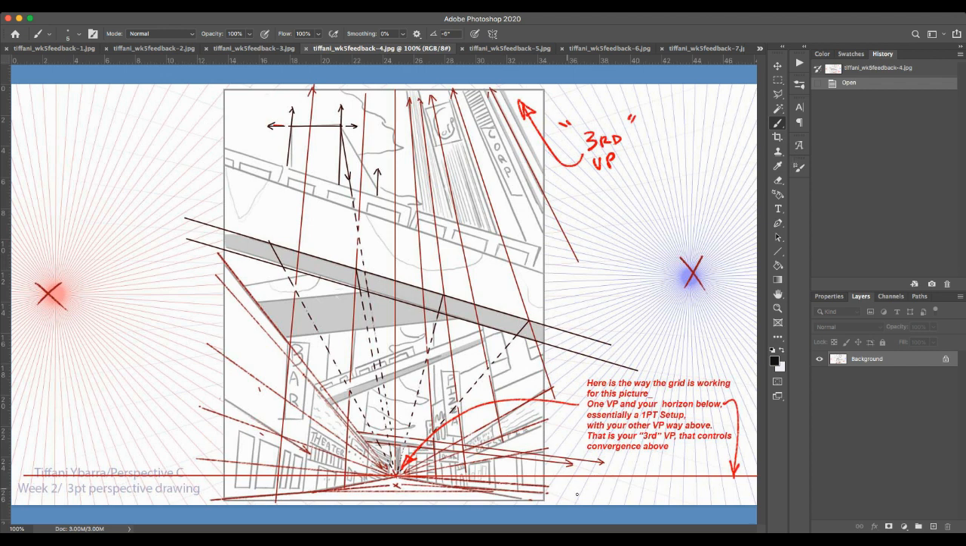And that's just what I was talking about, the same thing. Here's the way the grid's working for this picture. You've got one VP, and your horizon is below. Therefore, it's a 1-point setup with your other VP way above, and that is what Pat called the third VP. Okay, here it's way above, and so you've essentially got two VPs, but one is way above, and one is right here in your picture. So these guys really aren't getting you anything.